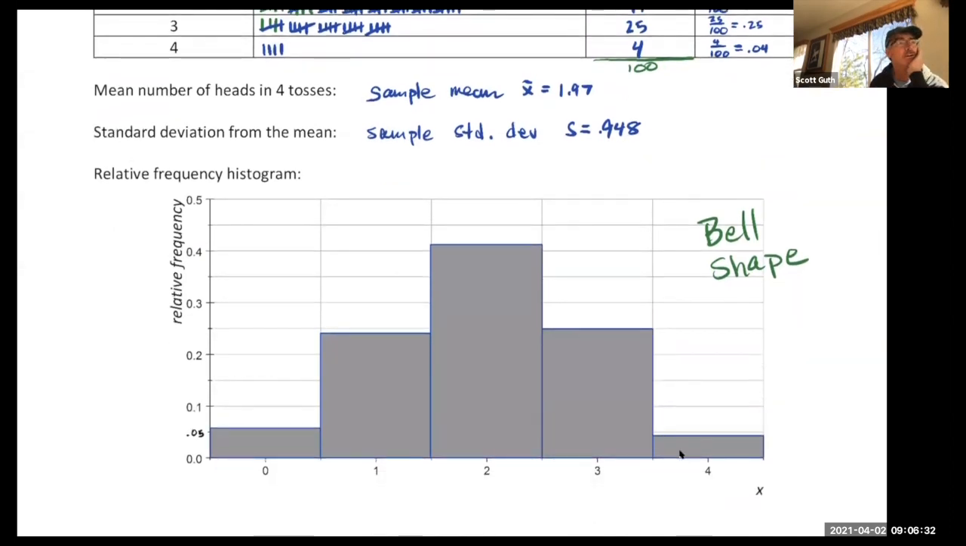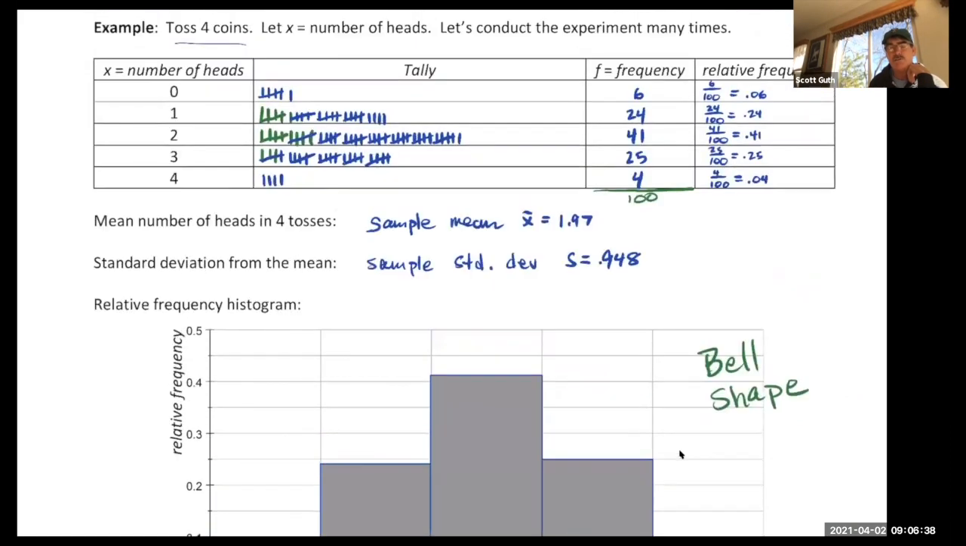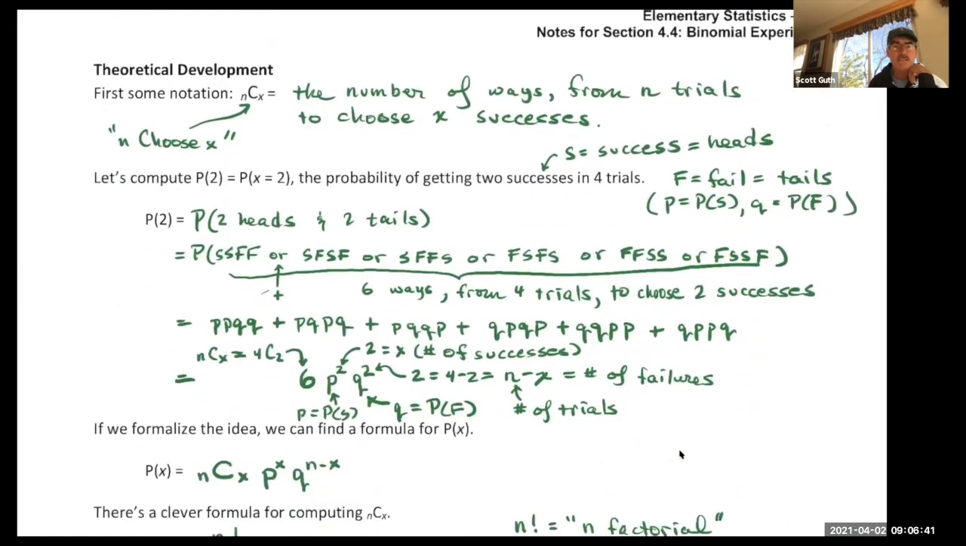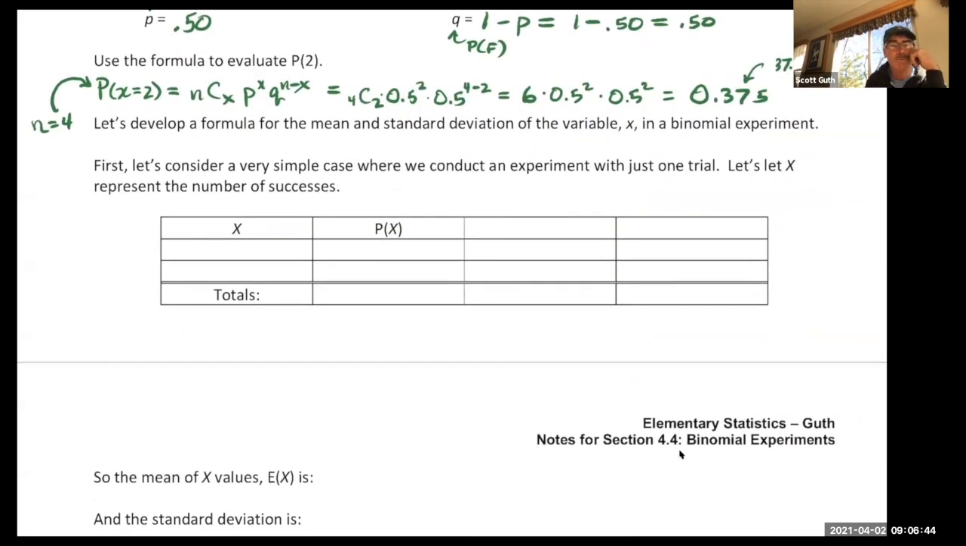What's the average number of heads that you would get when you drop 4 coins? We're estimating about 2 heads with a standard deviation of 1, but that's based on relative frequencies. What we really want is a theoretical mean and standard deviation because that'll be more accurate in the long run. Okay, so what we have to do is simplify the problem a little bit. Let me go ahead and read. It says, let's develop a formula for the mean and standard deviation of the variable x in the binomial experiment. First, we have to consider a very simple case where we're doing an experiment with just 1 trial. Okay, so this is a theoretical development. You wouldn't be asked to do this on an exam.